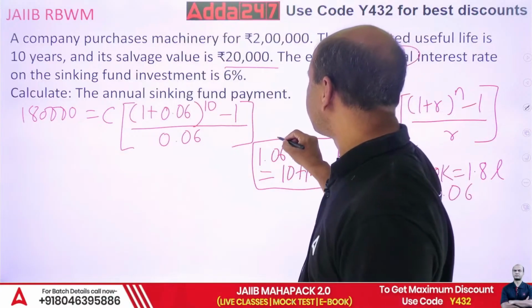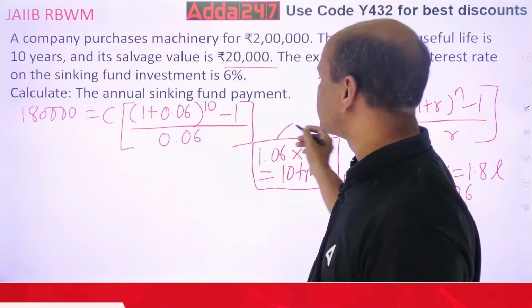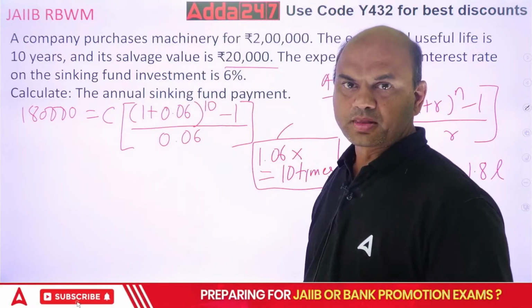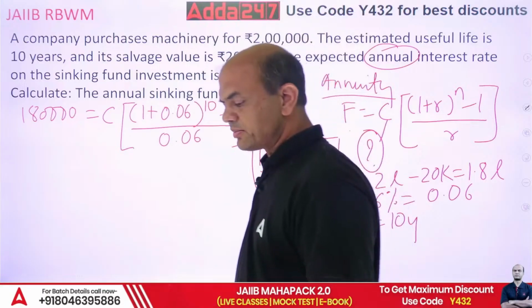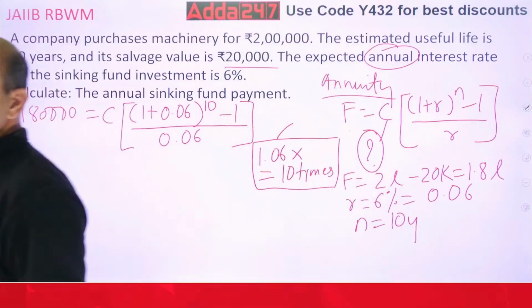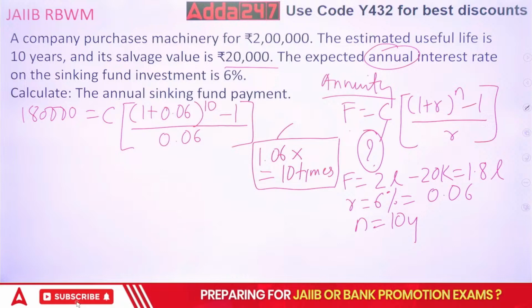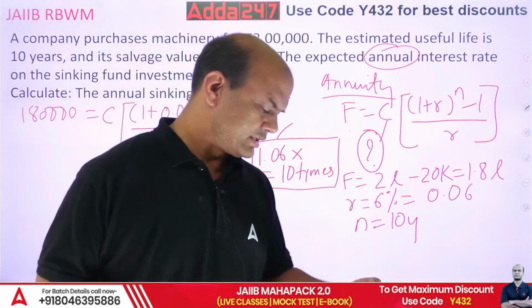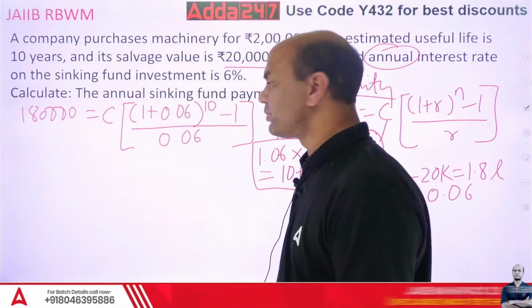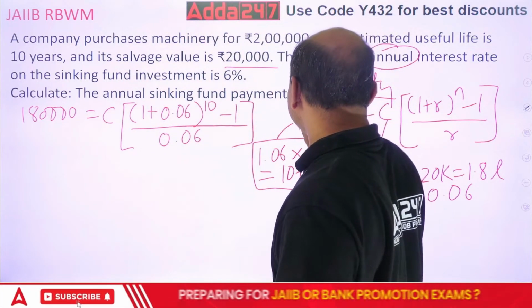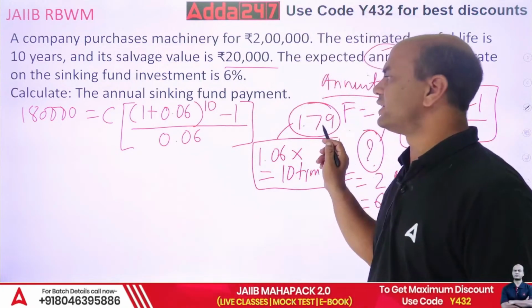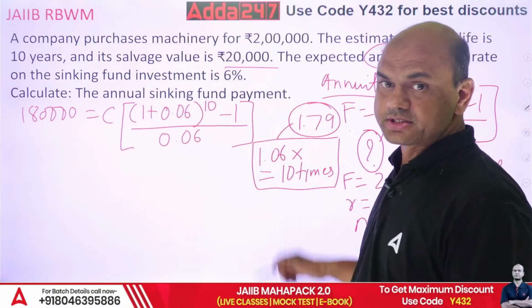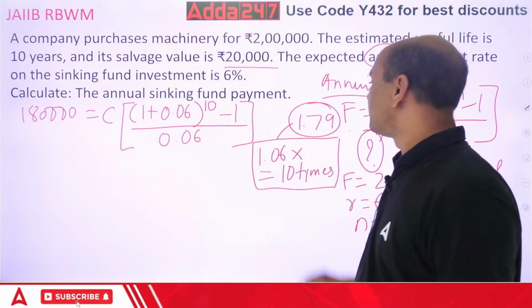Write this answer separately because we will be requiring this answer many times. Keep a habit of writing this raised to answer. So what is the answer? 1.79, I am getting it. 1.79. This is what I am getting. Everyone check this. Now use this.